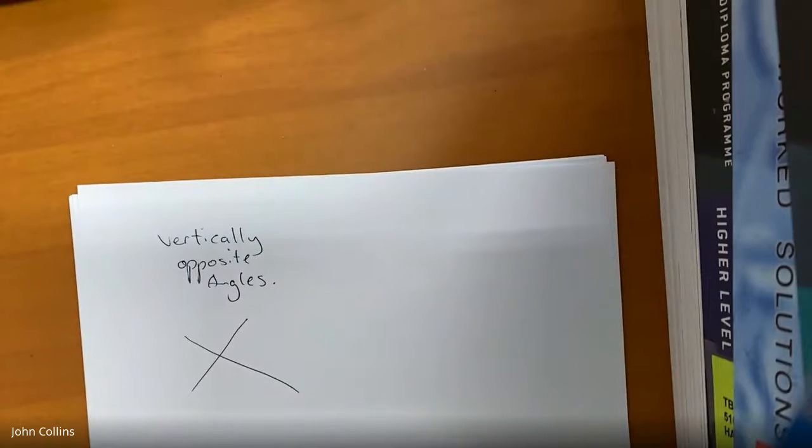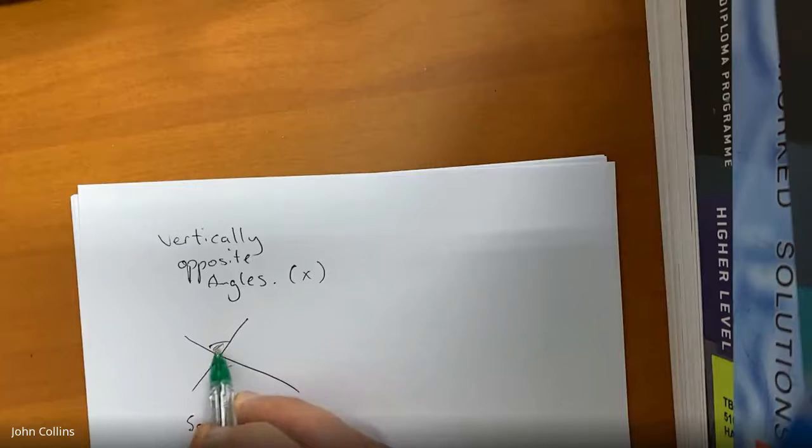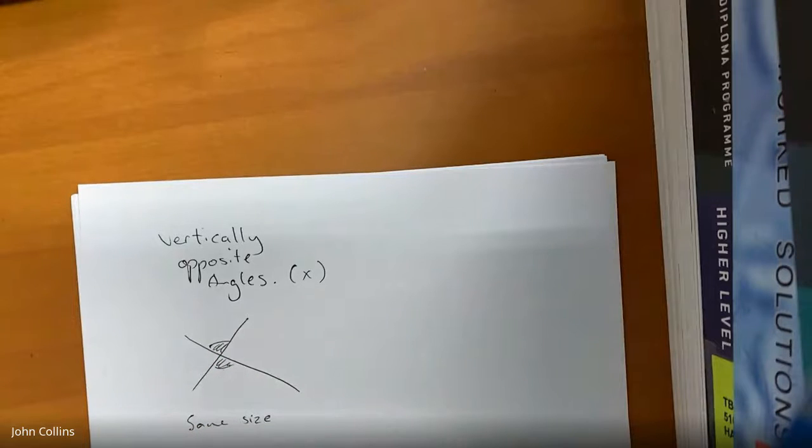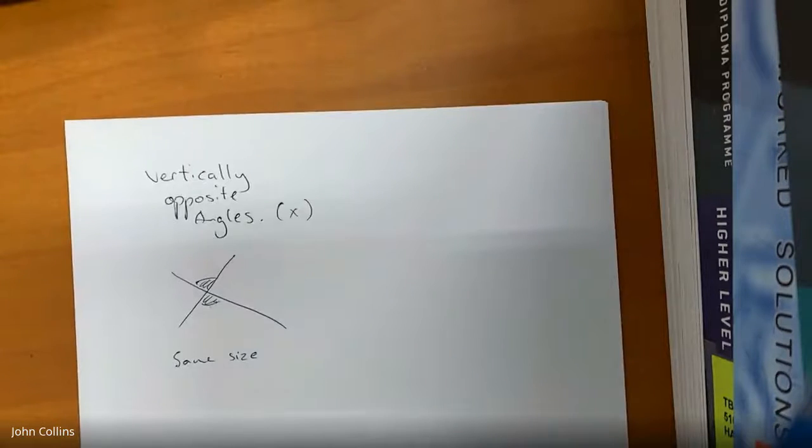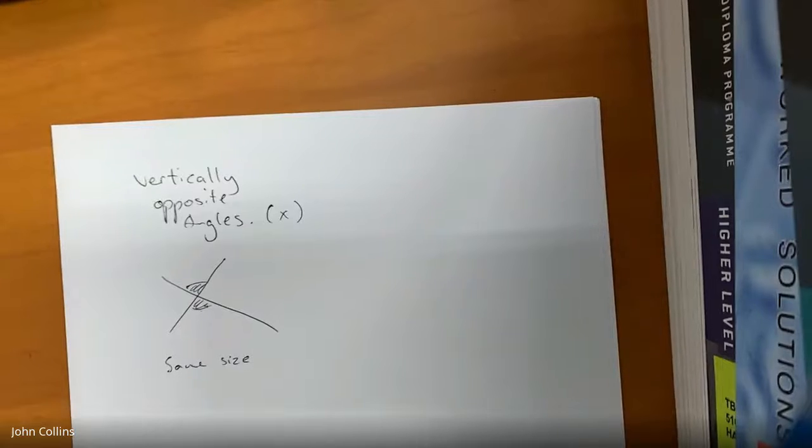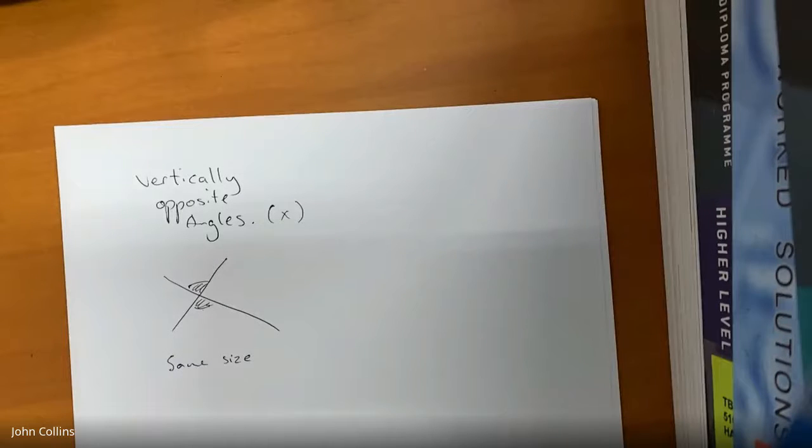Okay, they are angles that form an X shape. So we're looking for an X if you want a letter to go with it. And they will be the same size. They are vertically opposite each other. They're looking at each other here. And that's an example in the diagram. So anywhere you see that in a line diagram, those two angles are the same. Okay.